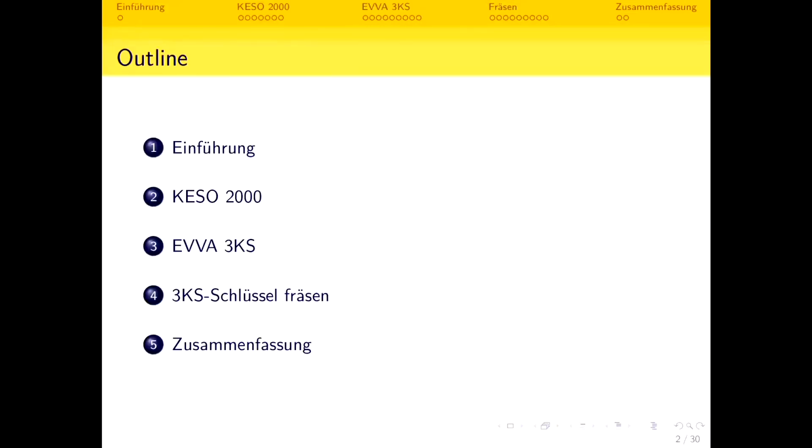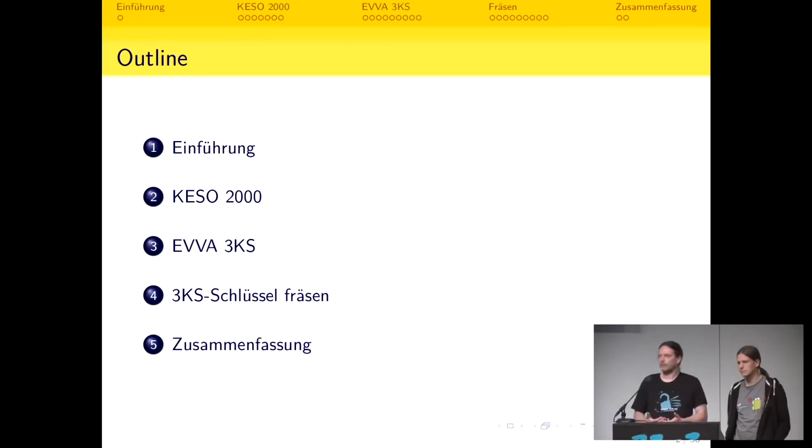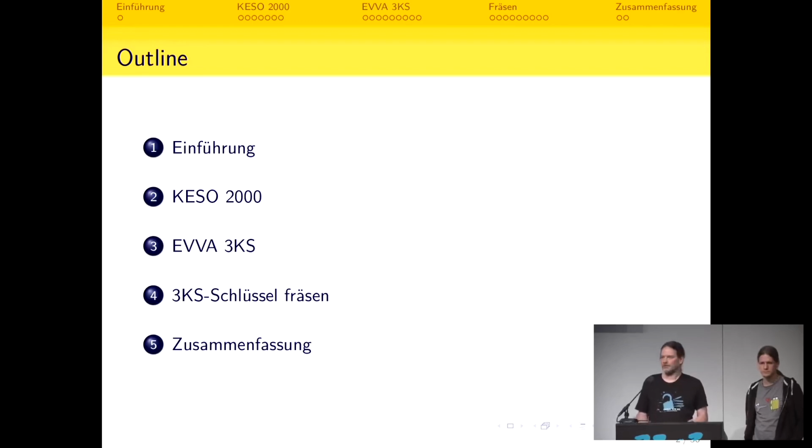This is our agenda. We're going to give you a short introduction. Then we're going to show you the KESO 2000 system. There are several derivations of this, like Omega and many of these, but they all are based on the same principle. Then we're going to switch, and Michael is going to speak about the FR3KS, and we're going to show you our workflow, so how you can use a normal CNC, a very common device that you can buy for 1,500 euros, to create a master key that actually fits a given lock.